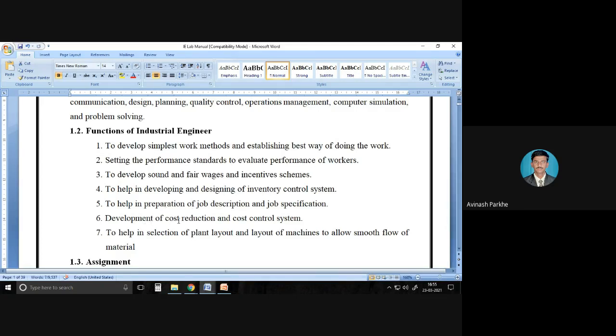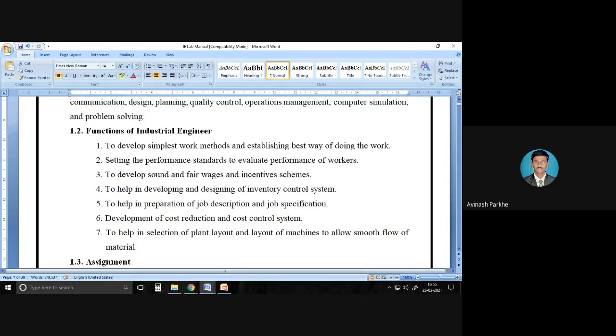Then development of cost reduction and cost control systems. This is very important. Whatever work we are performing, that work can be completed in less time and at less cost. If a machine is operated by an unskilled operator, there is a possibility of increased production time and increased production cost. Therefore, wherever required, we have to provide only skilled operators, so that production cost can be reduced along with production time. If production cost and production time are less, automatically the efficiency and productivity of that organization go on increasing.